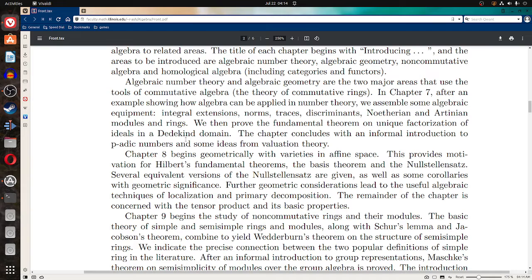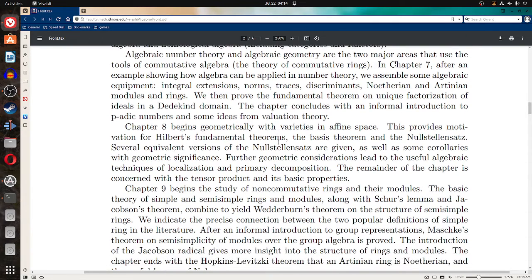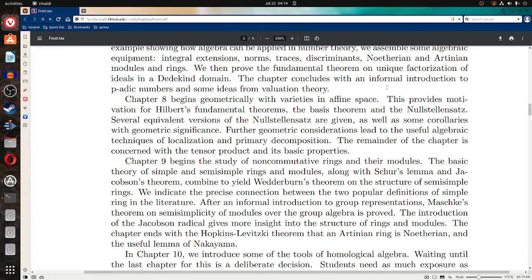In Chapter 7, after an example showing how algebra can be applied in number theory, we assume some algebraic equipment: integral extensions, norms, traces, discriminants, Noetherian and Artinian modules and rings. We then prove the fundamental theorem on unique factorization of ideals in a Dedekind domain. The chapter concludes with an informal introduction to p-adic numbers and some ideas from valuation theory.